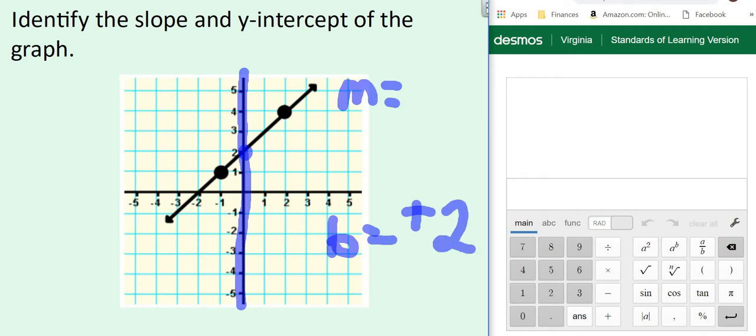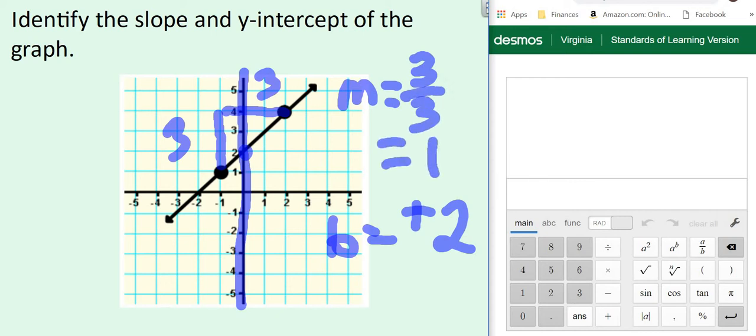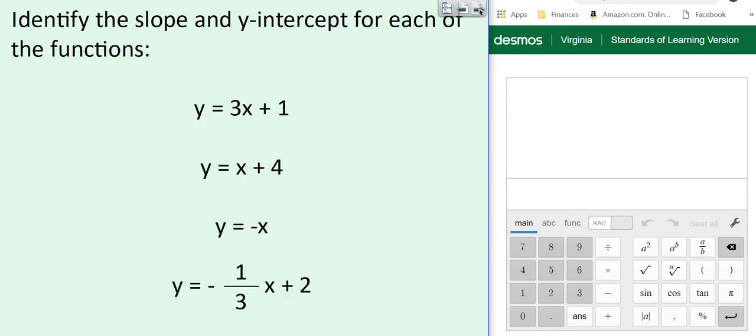Then to figure out your slope, I'm going to count between the 2 points given. So I'm going to go 1, 2, 3 up, 1, 2, 3 over, and my slope is rise over run. 3 over 3 equals 1, and if you notice, that is a positive slope because it is going up to the top corner. So that's how you do that first problem. Now let's look at the second one.